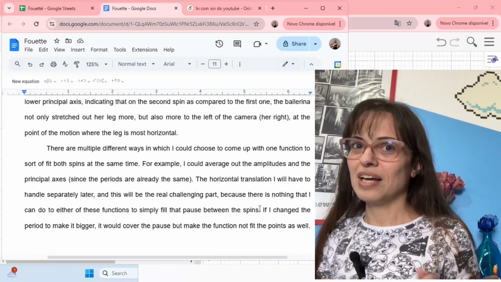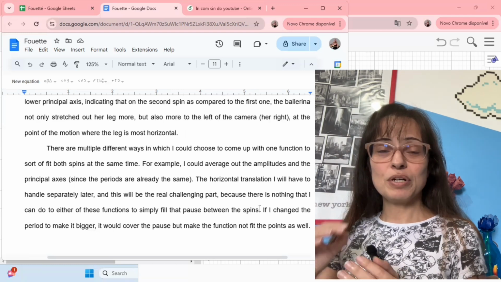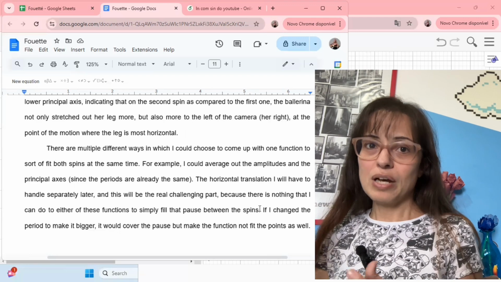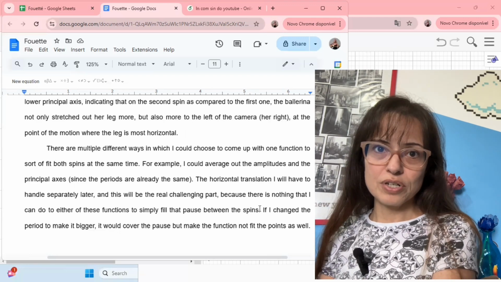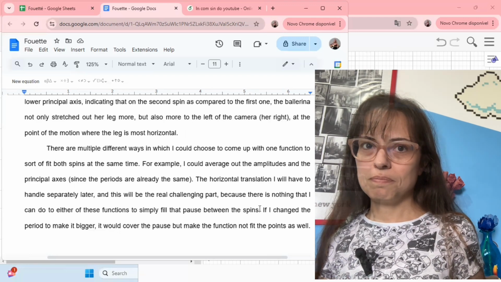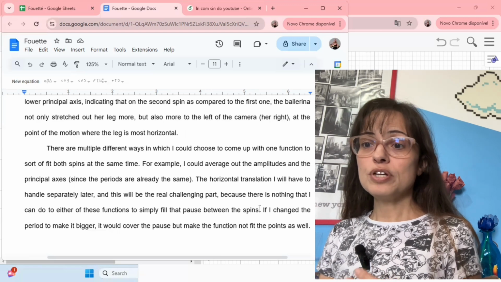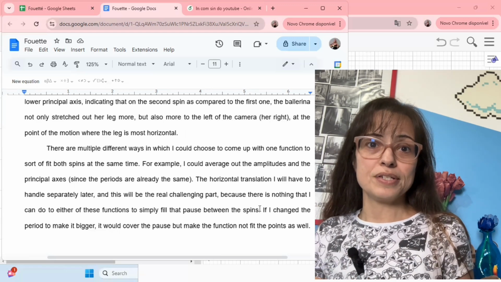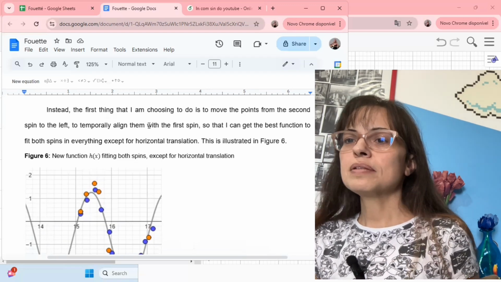This is going to be the challenge in this IA, and I am acknowledging early that I am aware of that, but I will do the easy parts first. This is a good strategy. If I change the period to make it bigger, it would cover the pause, but it would make the function not fit the points. So I am not going to do that.